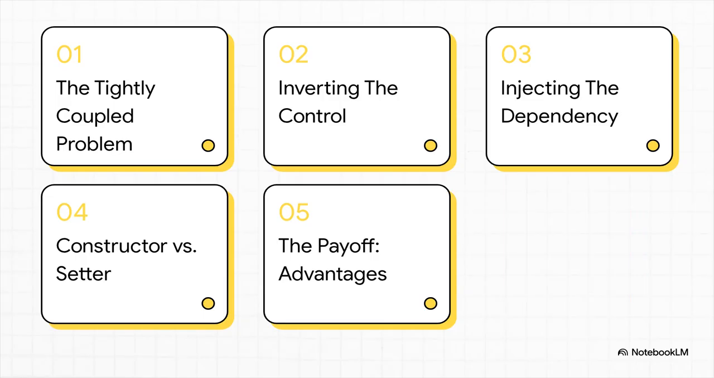So here's our game plan. First, we're going to look at what I call the tightly coupled problem. Then we'll talk about the big idea that fixes it, inverting the control. After that, we'll dive into how that actually happens by injecting the dependency. We'll compare the two main ways to do it, constructor versus setter injection, and finally, we'll get to the good part, the payoff, all the key advantages.